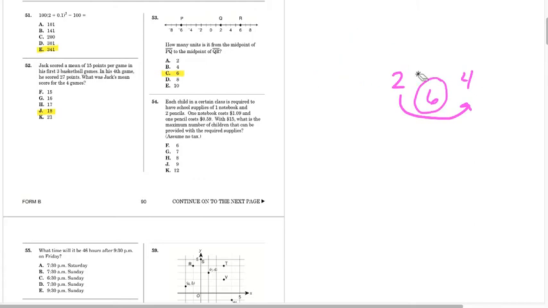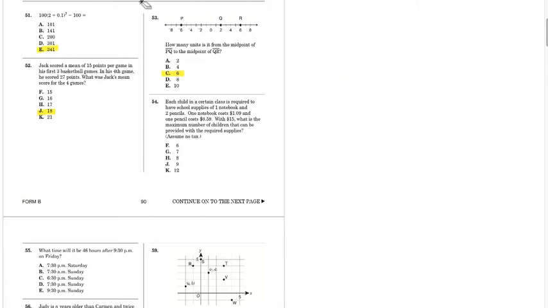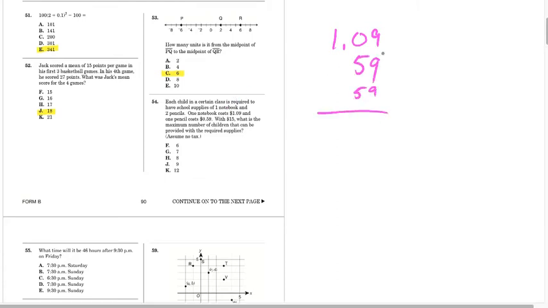54. We need school supplies. We need one notebook, which is $1.09. And we need two pencils, which is 59 cents and 59 cents. It's going to be 27, 12, carry the one is 2. So $2.27. All right, how many times does that go into $15?